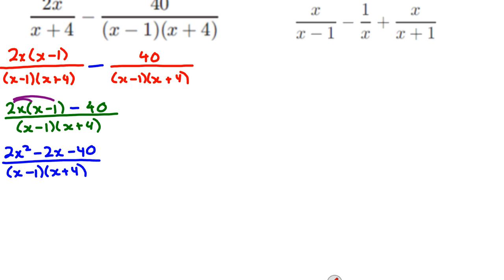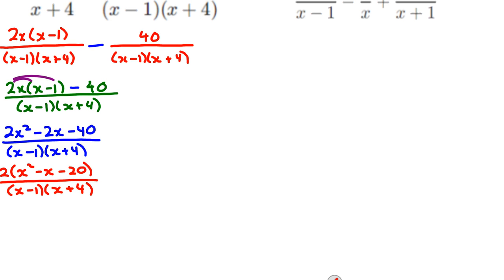2x squared minus 2x minus 40. Yes, there's a common factor of 2. Let's do that first. 2 times x squared minus x minus 20. Always good to factor out a common factor first. Now, what's left in the red bracket in the numerator can actually be factorized. It can be turned into a double bracket. So don't forget the 2 is still there. Really crucial you keep the 2, but you can double bracket out the numerator. So we've still got x minus 1, x plus 4 as our denominator.